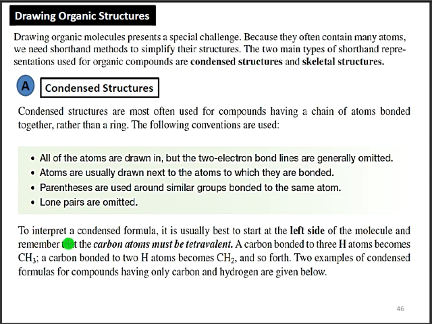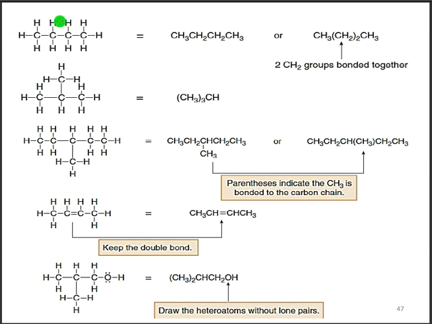To interpret the condensed formula, it is usually best to start from the left side of the molecule and remember that the carbon atoms must be tetravalent. A carbon bonded to 3 hydrogen atoms becomes CH3, and a carbon bonded to two hydrogen atoms becomes CH2, and so forth. And we have an example here. Look, this is CH3, CH2, CH2, CH3. It will be the condensed structure CH3, CH2, CH2, CH3.